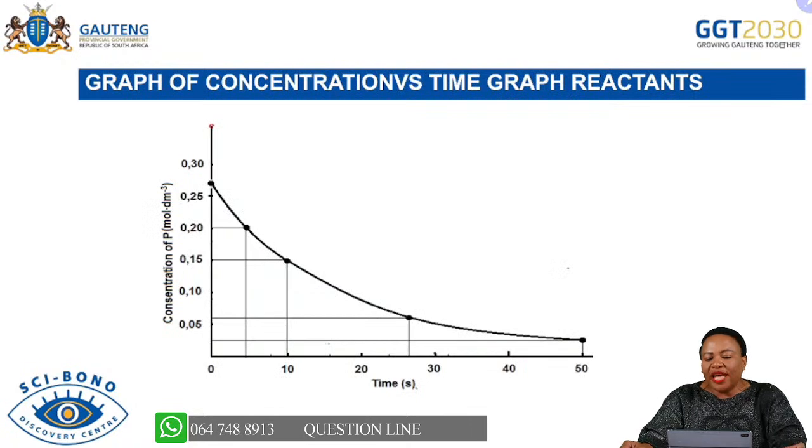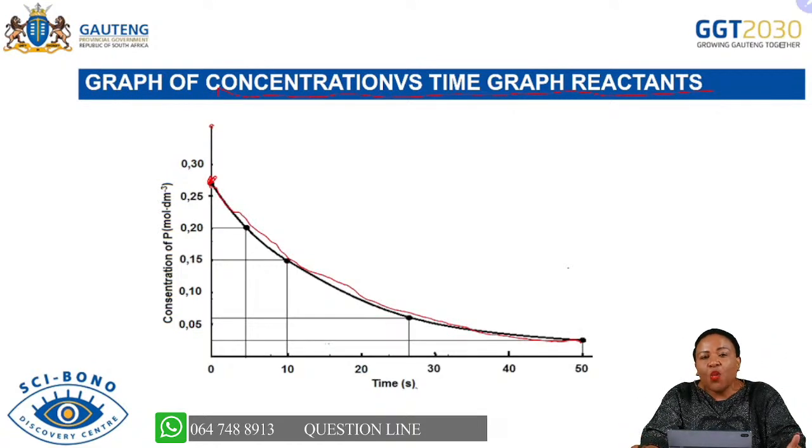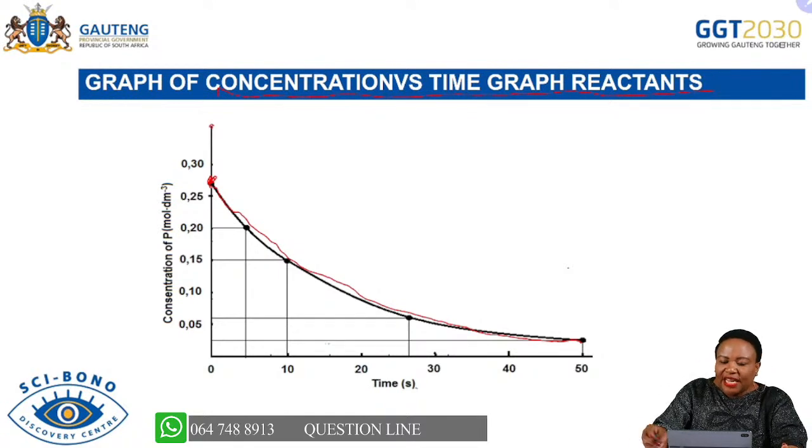Now, this graph represents the reactants. As I said, for every reaction to occur, the first thing you have initially is the reactants. This is the graph of concentration versus the reactants. As you start the reaction, you will have reactants. As the reaction proceeds, the concentration of the reactants will start to decrease, because the reactants are being used up.